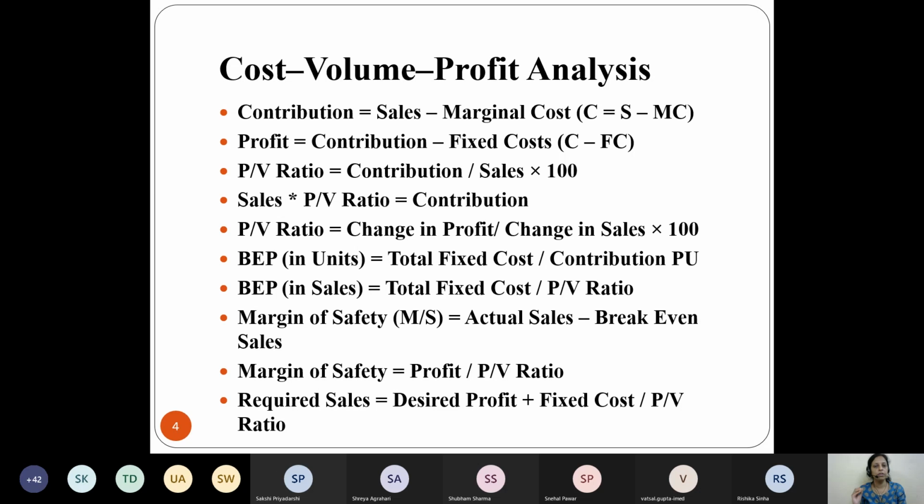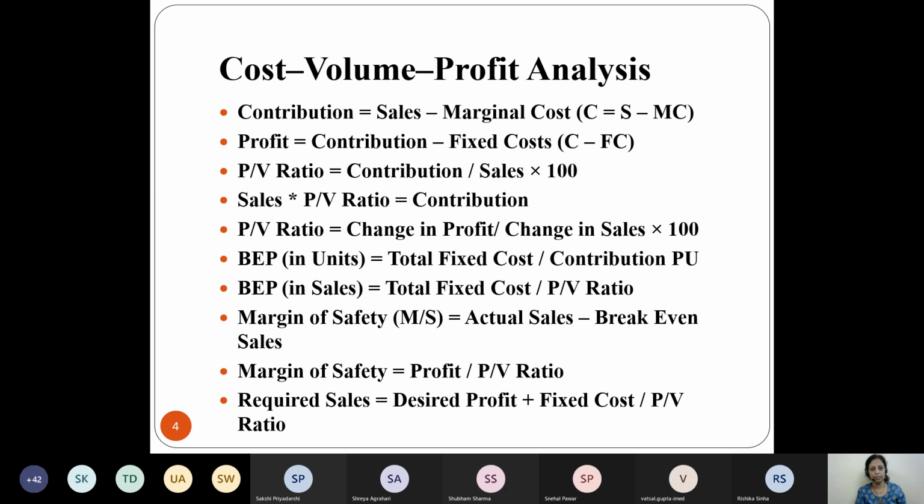So what is PV ratio? PV ratio is expressed in percentage. What does it give? If sales are 100, what is your contribution? Suppose PV ratio comes as 20%. Means if sales are 100, you will get contribution of 20. That is called PV ratio. So to make the uniform base of rupees 100, you calculate PV ratio in percentage. It definitely gives you the analytical study of what is the contribution of the product.